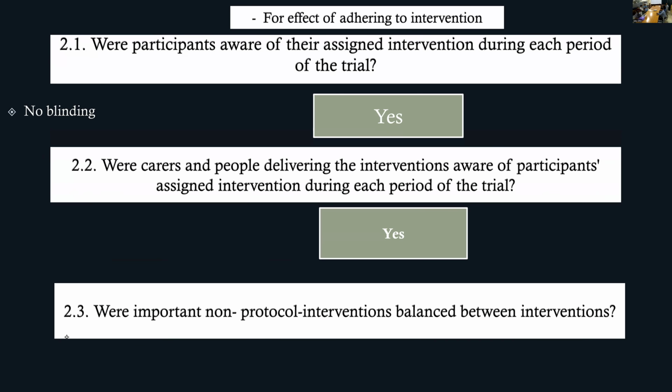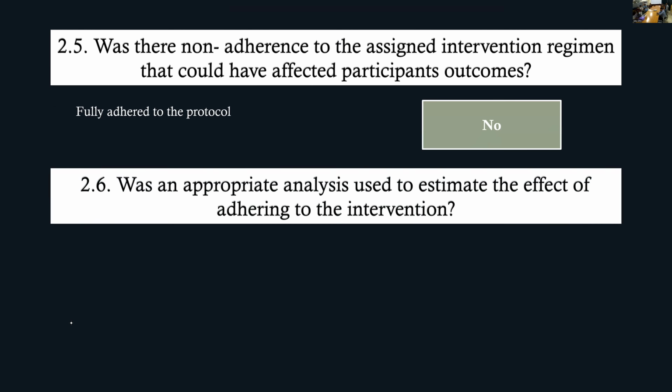Were important non-protocol interventions balanced between interventions? So there was no other non-protocol treatment. This is if they are getting some other treatment. This was not applicable in this study. Was there non-adherence to the assigned intervention regimen that could have affected the participant outcome? No, they had fully adhered to the protocol.